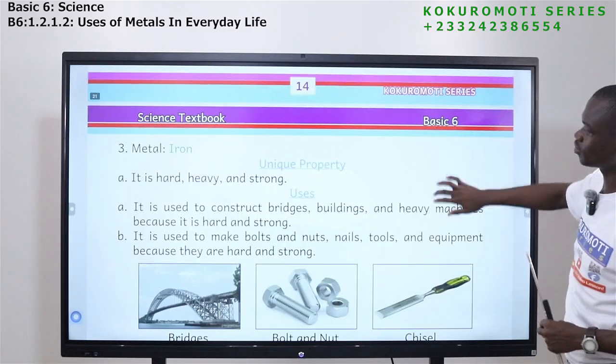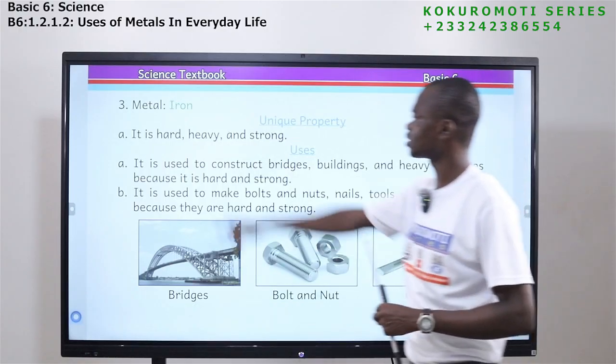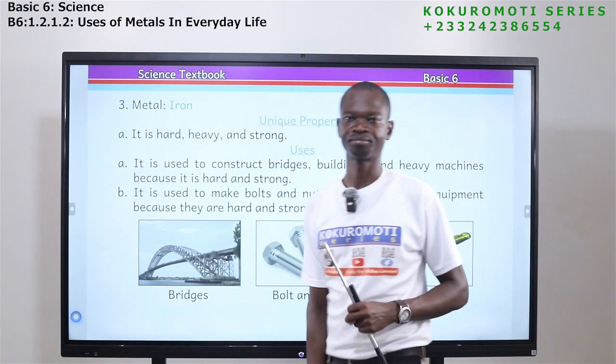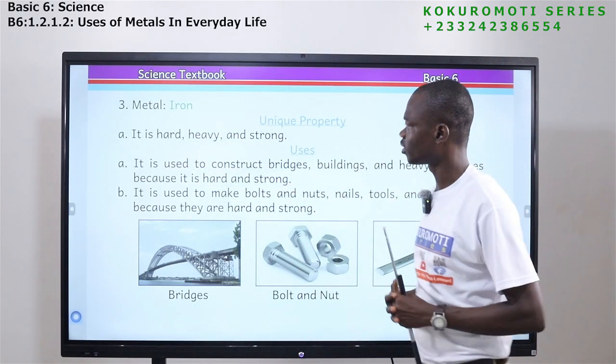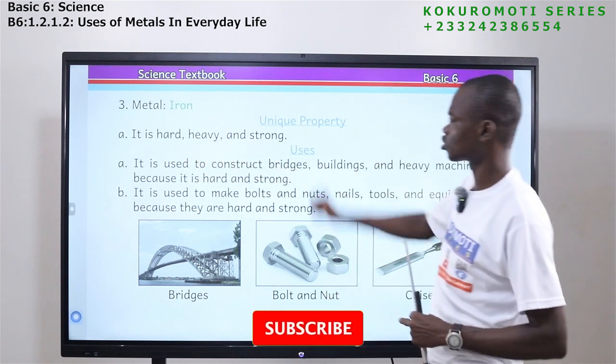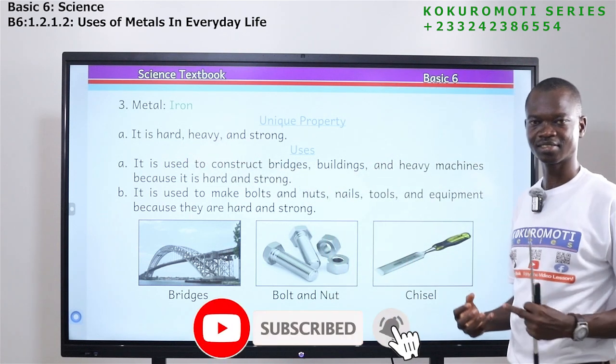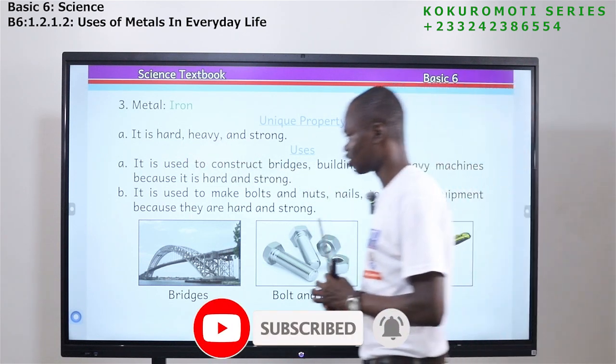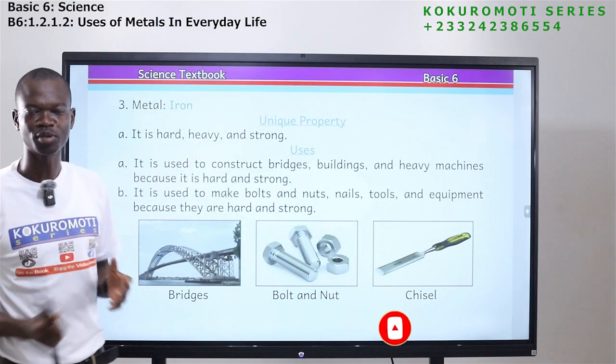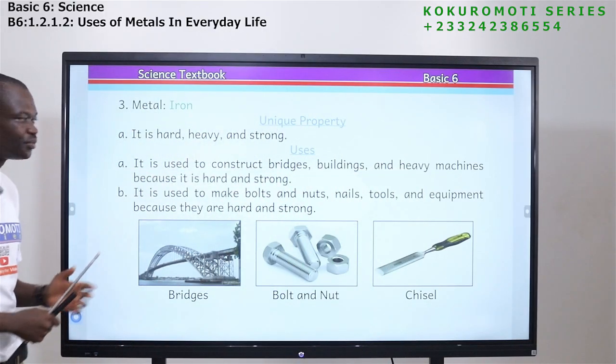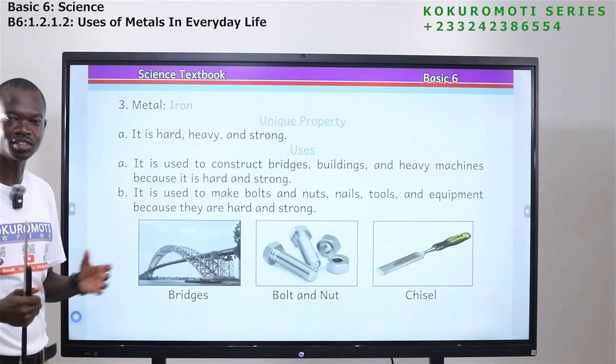Let's look at the next metal. The next metal we are looking at is iron. What are the unique properties of iron? It is hard, heavy, and strong. Iron is hard, it is heavy and strong. So because of this property of iron, let's look at the uses.